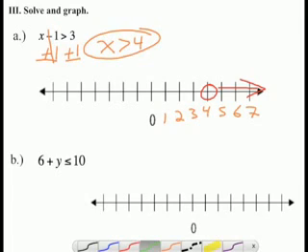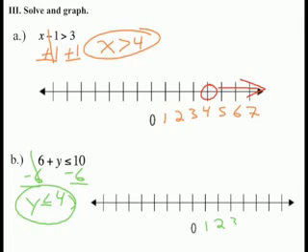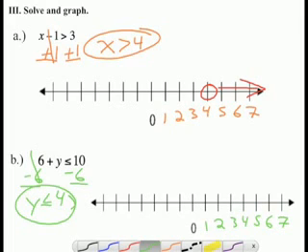For B, we have 6 plus y is less than or equal to 10. So we must subtract 6 from both sides. We get y is less than or equal to 4. So again, we must start out by numbering our number line so we have numbers on both sides of 4. Then we start out by putting a dot at 4.